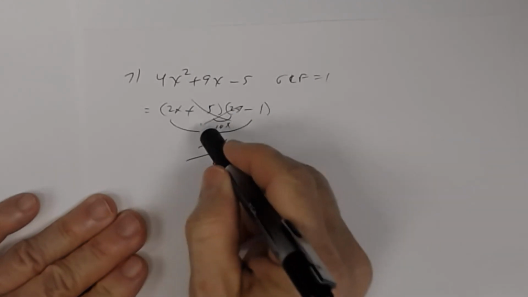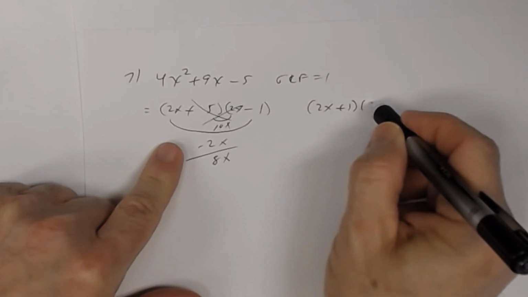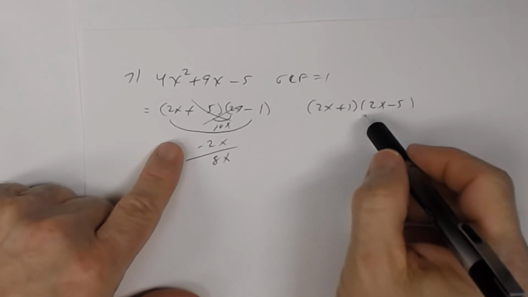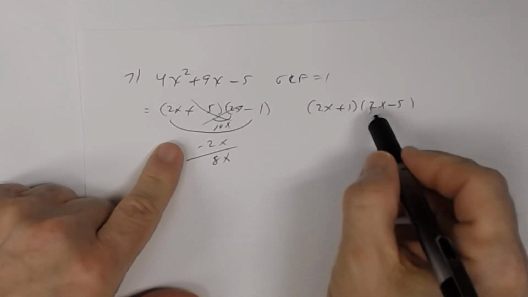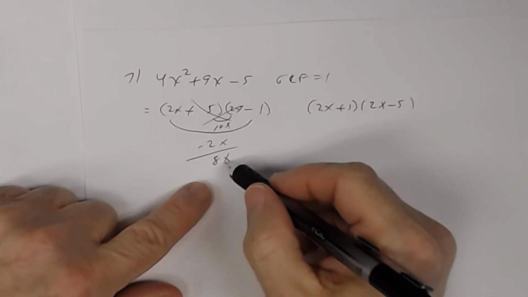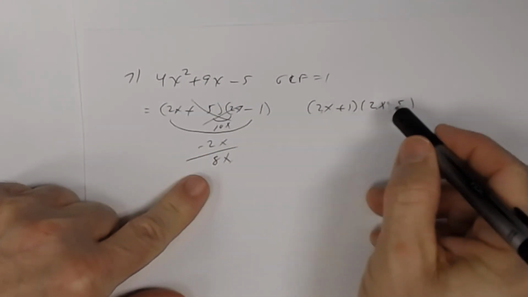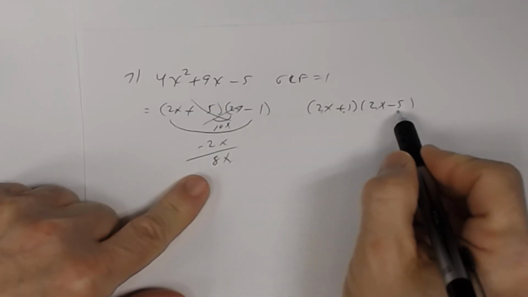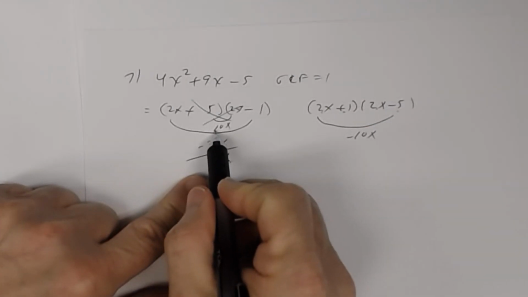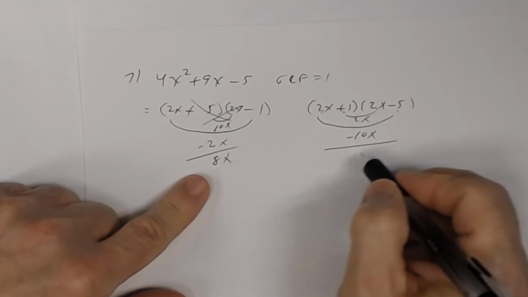So that didn't work. So let's switch the 5 and the 1 and see what happens. 2x plus 1, 2x minus 5. And you might say, well, why did you do that? Because the 2x's are the same, so switching them is going to give us the same thing, except instead of 8x it will be negative 8x. So watch. 2x times 2x is 4x squared. Positive 1 times negative 5 is a negative 5. The outer is negative 10x, whereas over here we had positive. You see that? And the inner is 2x, whereas over here we had negative 2x. And this time we get negative 8x.